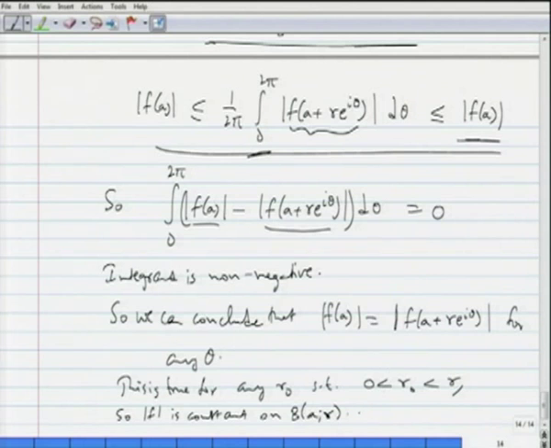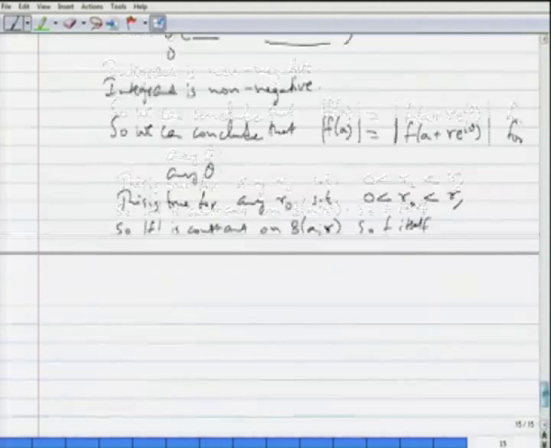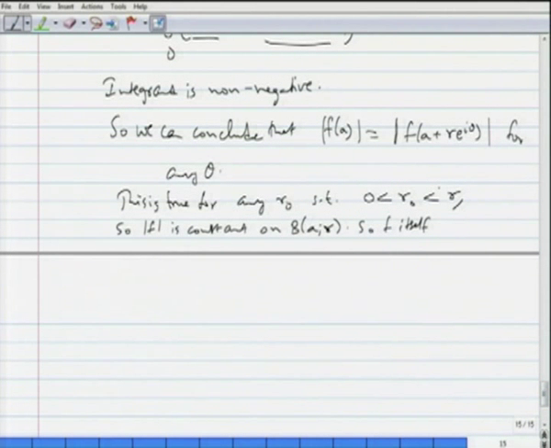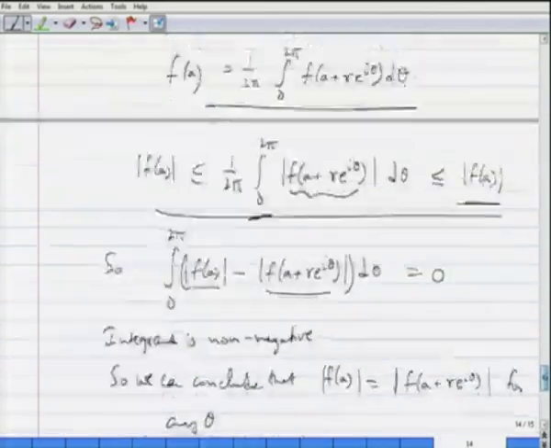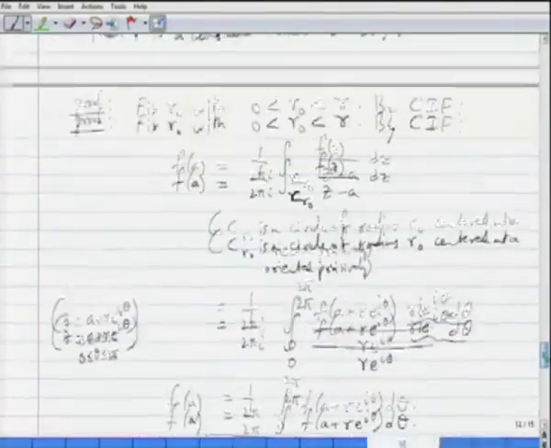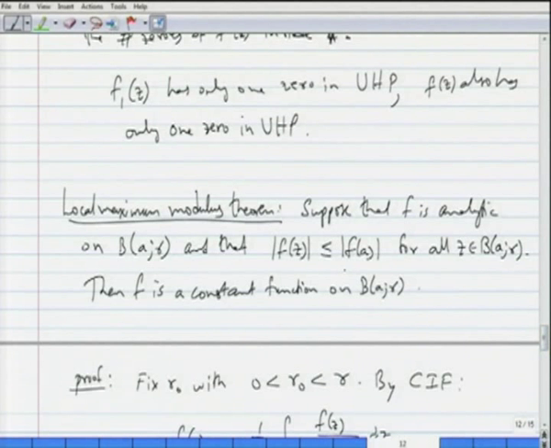So f itself, and we know that for an analytic function, if its modulus is constant, then the function itself is constant. So f itself is a constant. And that was an exercise way back using the Cauchy-Riemann equations. So when the modulus is constant, the function itself is a constant, and that proves the local version of the maximum modulus theorem, which says that a non-constant analytic function cannot have a maximum at the center of a disk of analyticity.